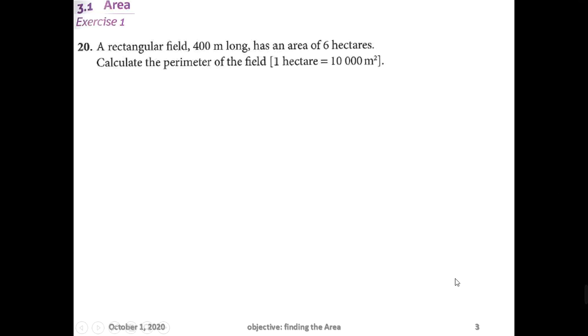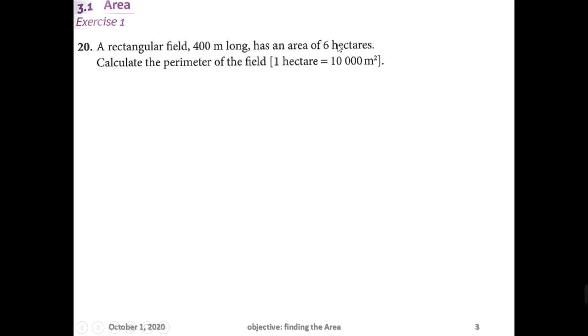But in this question, the area is given to us in hectares, while the length of one of the sides is given to us in meters. So a conversion here of measurement units is a must. And they provided us with a piece of information in here that 1 hectare is actually equal to 10,000 meters squared.